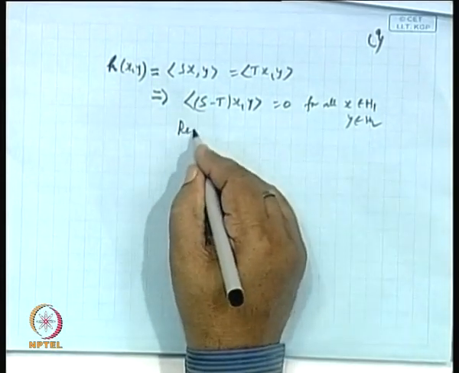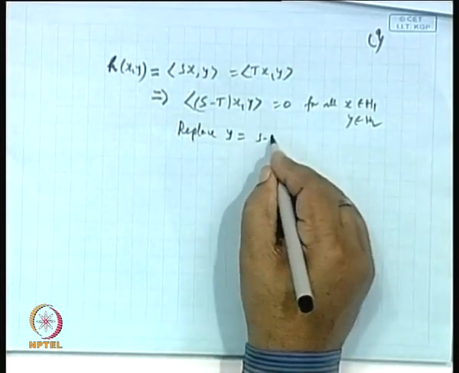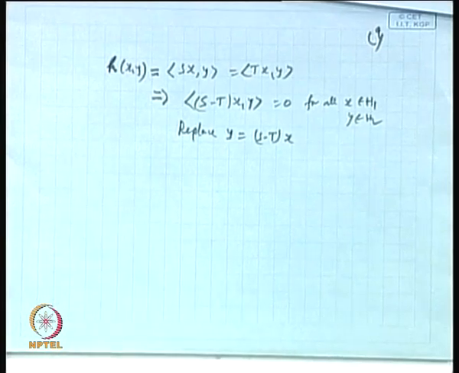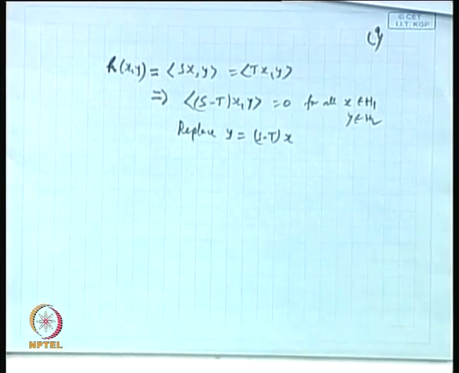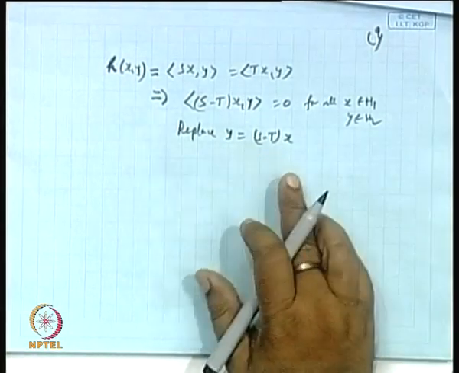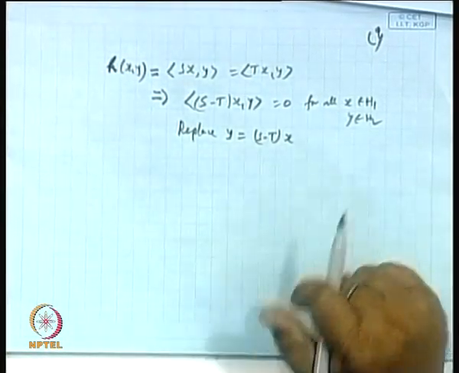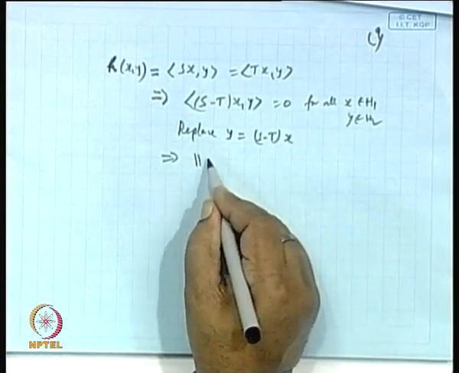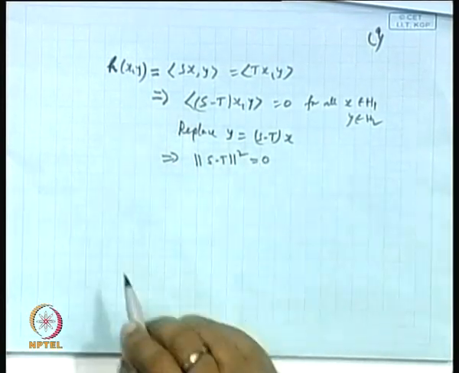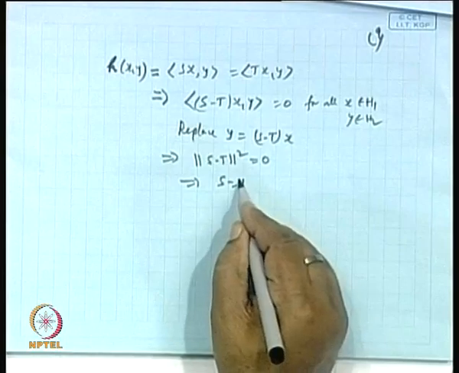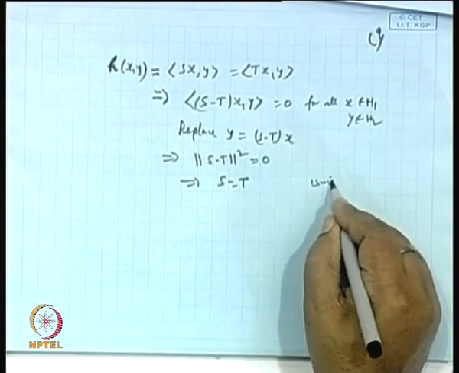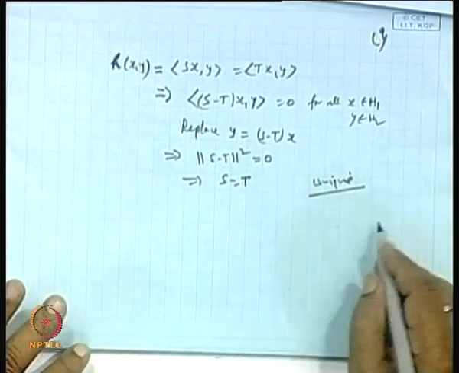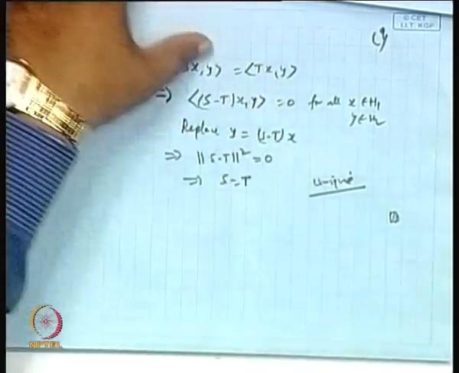So, replace y by (S − T)x. S and T are both operators from H1 to H2, so S − T is a bounded linear operator. So, S − T will operate on the element x to give an element of H2. So, I am writing this one, taking y to be (S − T)x. So, this gives you norm of (S − T)x whole squared equal to 0, and this shows S is equal to T. So, uniqueness follows. Is it clear? Hence, S equals T. So, this completes the proof of this. Thank you. Okay.